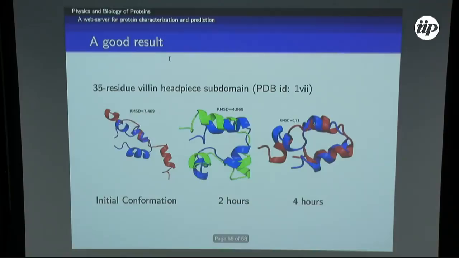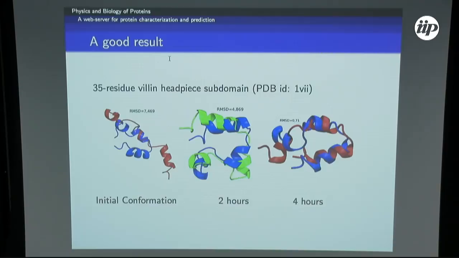For example, this is Villin. It's the initial conformation. This is our result after 2 hours, and this is our result after 4 hours. I think it's pretty decent. But Villin is a simple case to fold. You have a more successful, good result, but I'd also like to show bad results, because in all the events I go to, people just show good results. They don't show bad results.